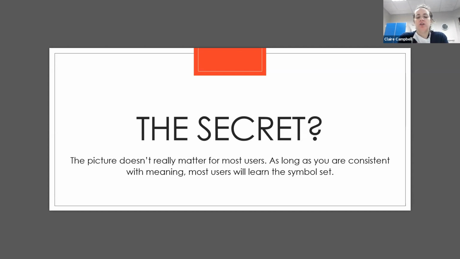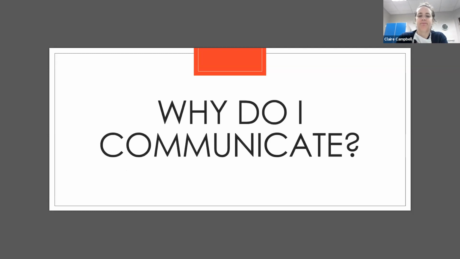Now, some of our users who are on the lower end of the spectrum and are using more full phrase utterances and context specific communication, the pictures may be a little bit more important in those scenarios. But when we're talking about core words and creating our own sentences and really building up language, it doesn't matter. As long as you're consistent with reinforcing meaning, most users are going to pick up on the symbol set. I have seen kids who people had totally written off as being able to use AAC do fine with core words and complex symbol systems as long as you give them consistent feedback and input.